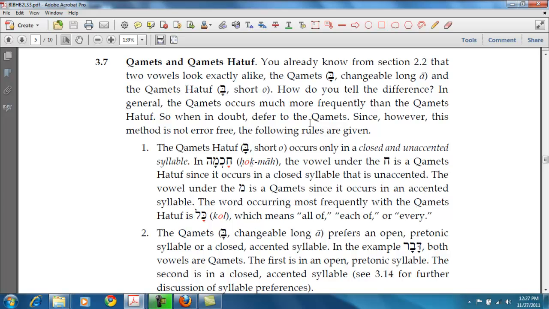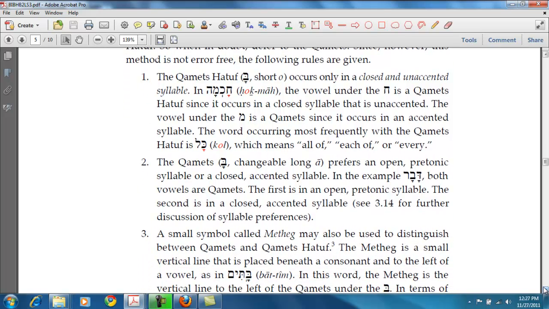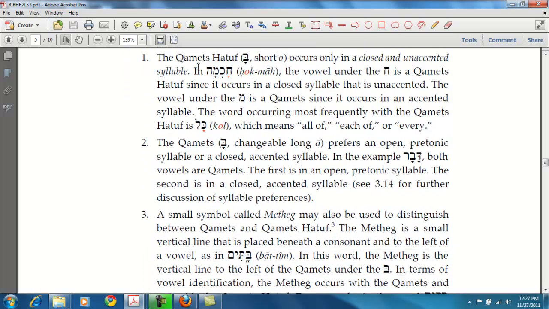Since, however, this method is not error-free, the following rules are given here. Okay, and these are just some easy rules to remember. The kamets hatuf occurs only in a closed, unaccented syllable, like in the word wisdom, chokhma. It's not chakhma, it's chokhma.